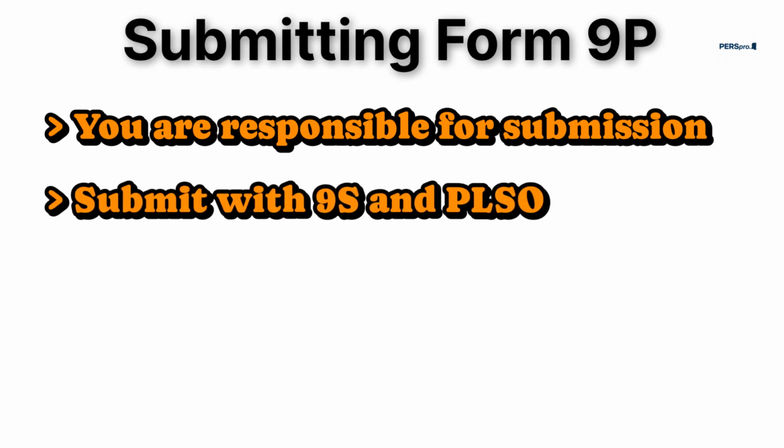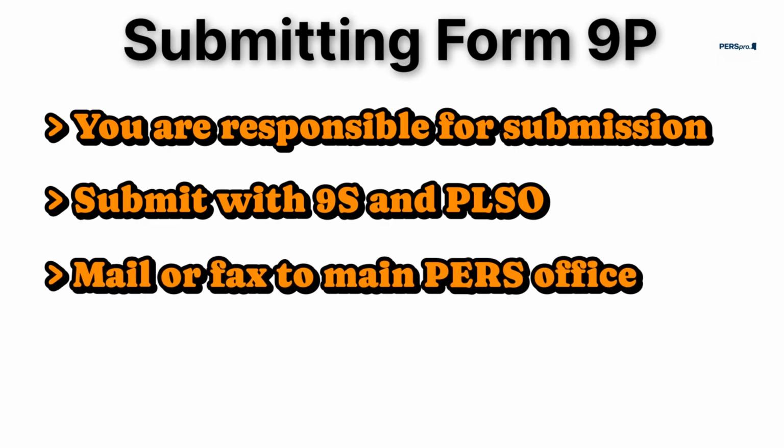You must package your completed Form 9P alongside your other supplementary Phase 2 documents, including Form 9S and Form PLSO if applicable, and send them together directly to the main PERS office in Jackson, Mississippi. You can submit Form 9P one of two ways: by mail, by sending it to the address listed on the bottom of the form, or by fax, by faxing directly to the secure PERS fax number listed at the bottom of the form.